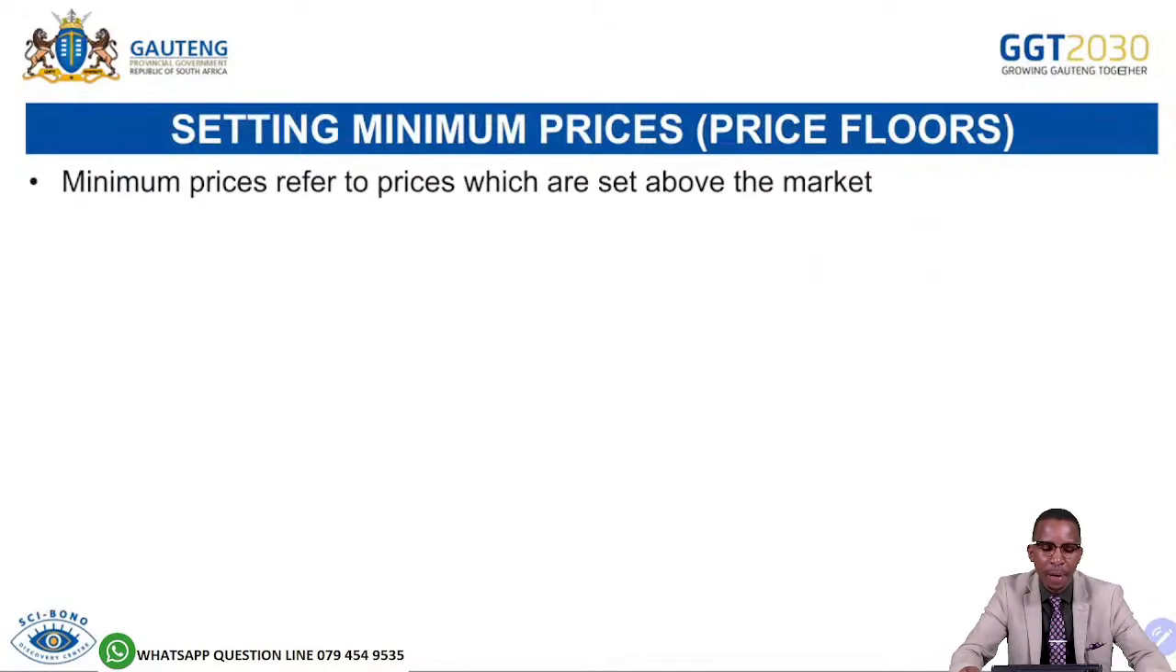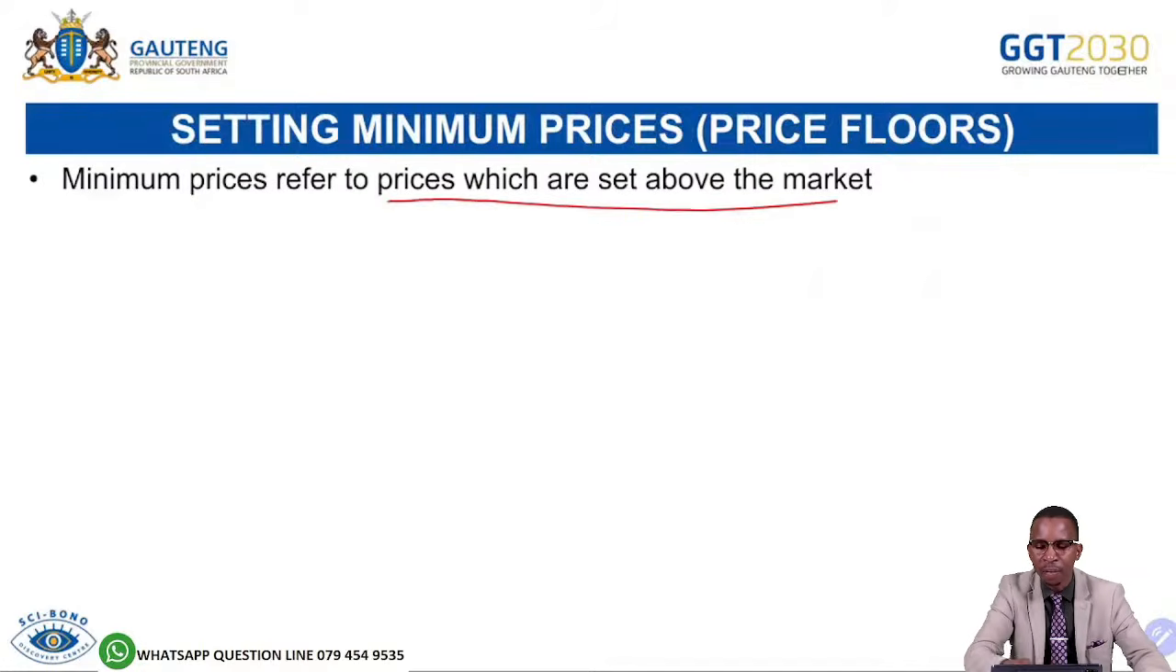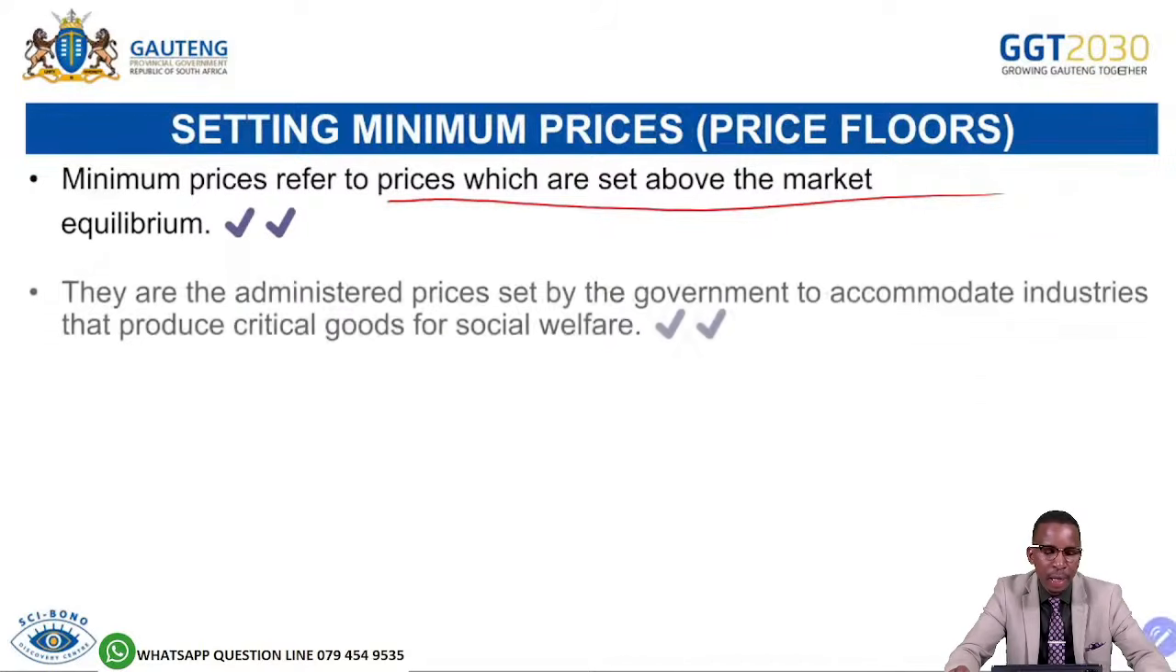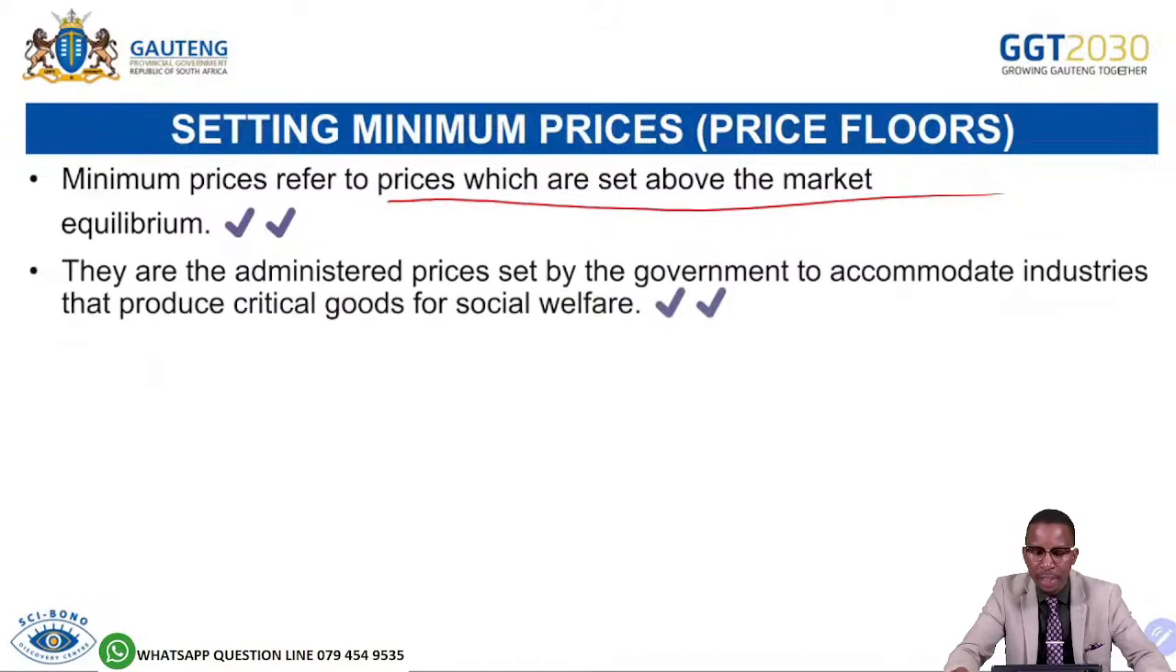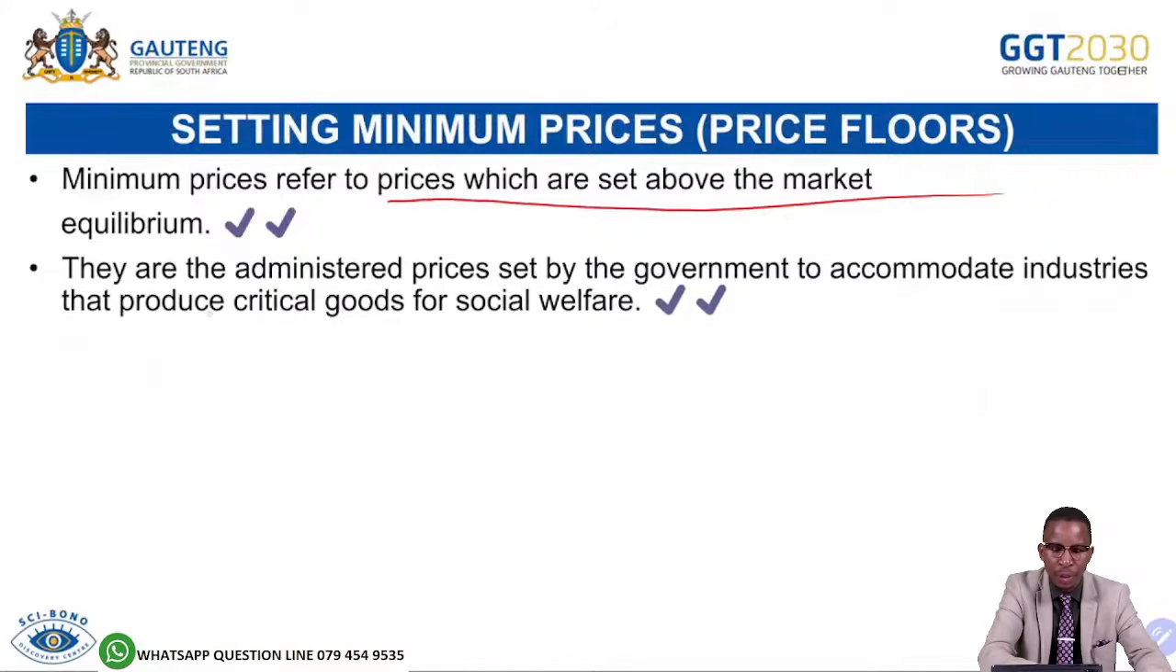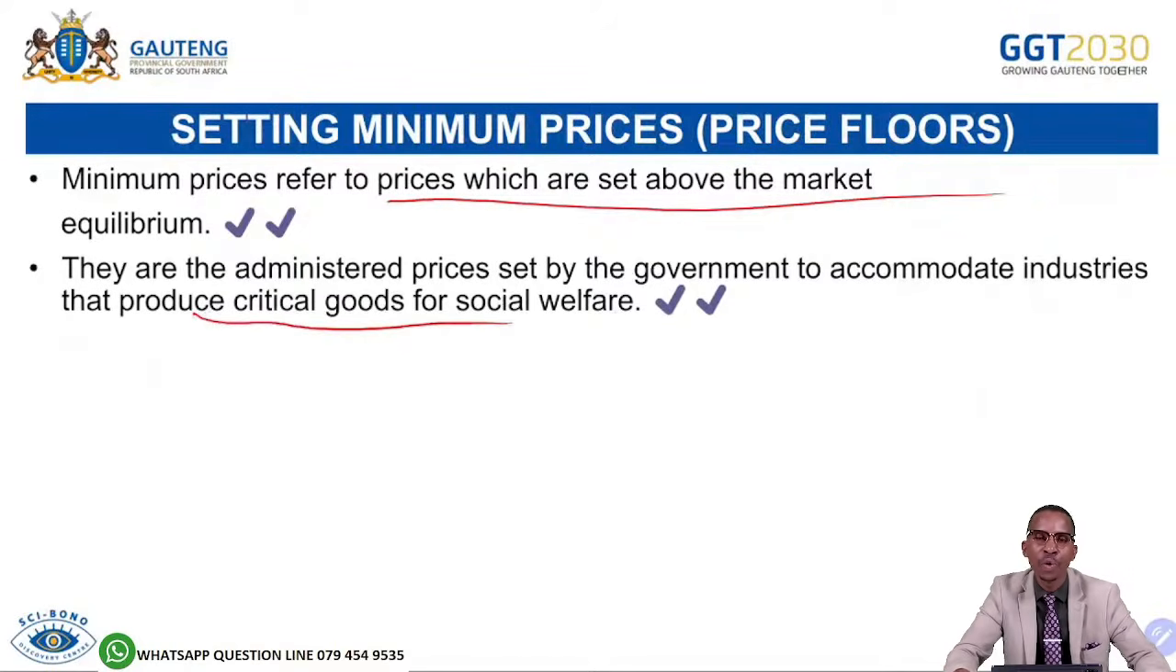Minimum prices refer to prices that are administered by the government to be above the equilibrium. We call them minimum prices or price floors. And then we continue. They are administered prices set by the government to accommodate industries to produce critical goods for social welfare. This one is created to ensure that there is enough food available in South Africa. It is there to safeguard food security for the nation.